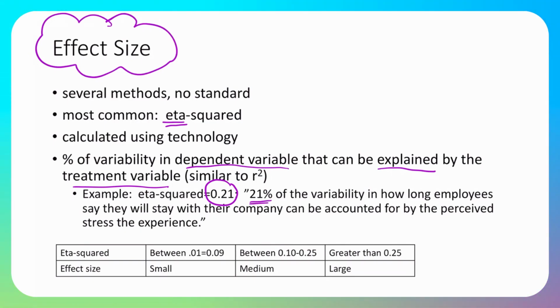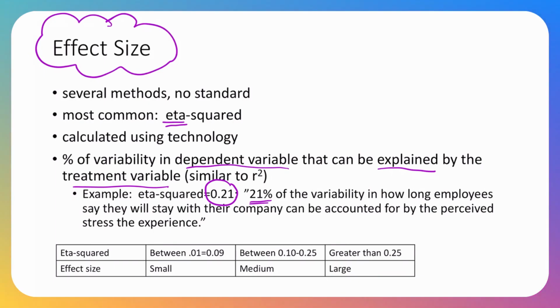So as an example, 21% of the variability in how long employees say they will stay with their company can be accounted for by the perceived stress of the experience. So the dependent variable in this case would be how long they would stay, and then the explanatory variable would be their perceived stress.